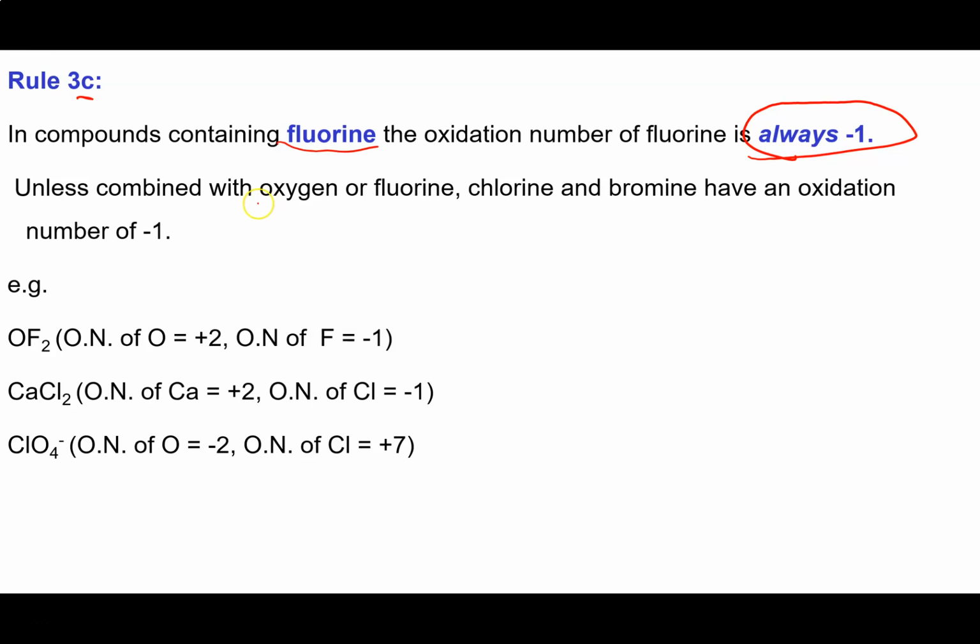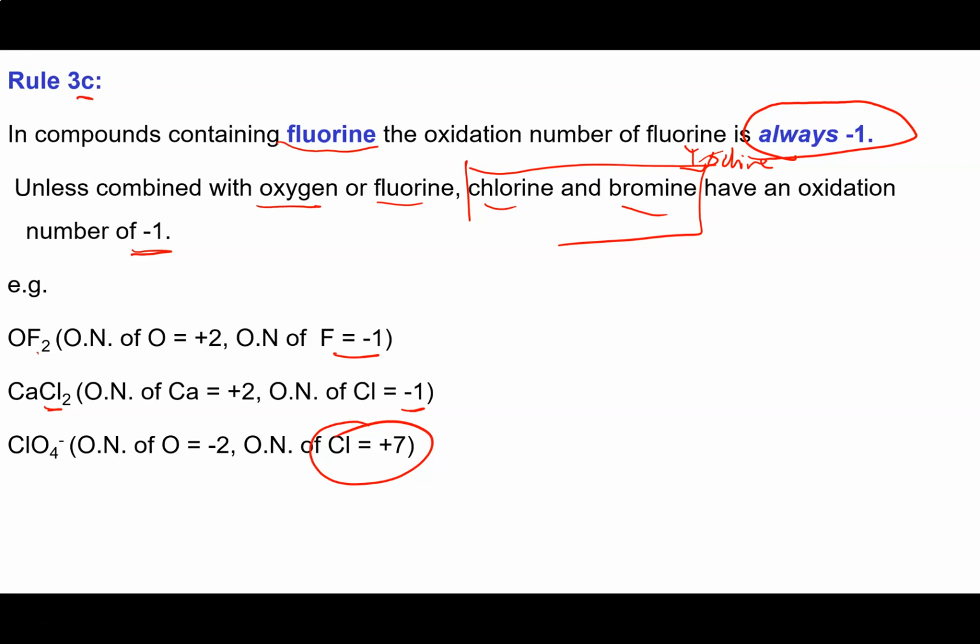It's pretty simple. It says unless combined with oxygen or fluorine, chlorine and bromine, and I guess you could put in here iodine, have an oxidation number of -1. So that's it. Here we have fluorine, so we know that the fluorine is automatically -1. Here we have chlorine. It's not combined with fluorine or oxygen, so the chlorine is -1. Now in this case, we have the perchlorate anion, and we can see that the oxidation number of the chlorine is not -1, and we'll have to learn how to assign that soon.